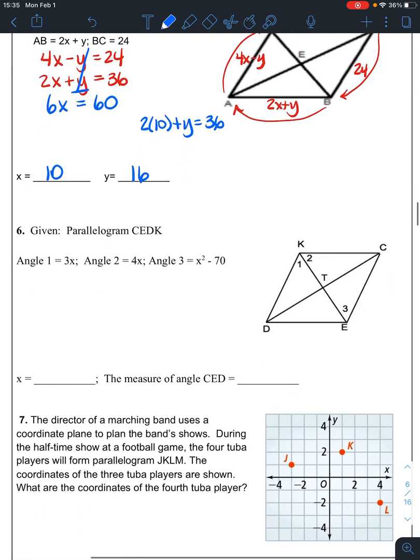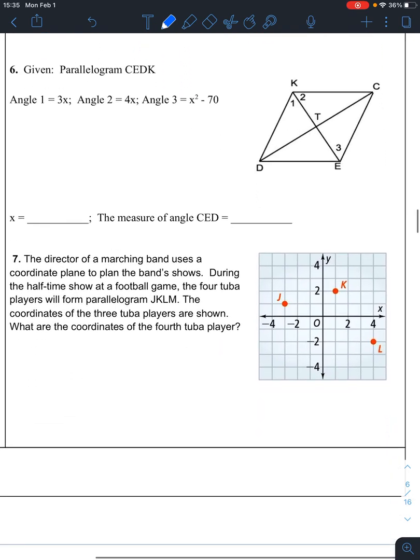Now, before you start trying to figure out this problem, go ahead and label everything so that you can see. So angle 1 is 3x, angle 2 is 4x, and angle 3 is x squared minus 70. And so what I notice, again, I've got these diagonals, I've got angles. And so what I notice is this right here. I've got these alternate interior angles. And so that's how we're going to know how to set this up.